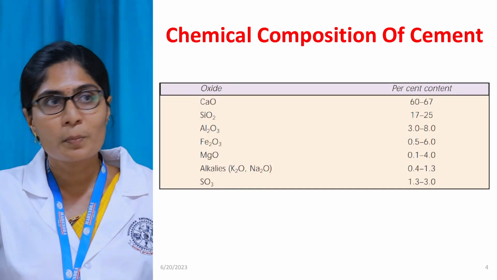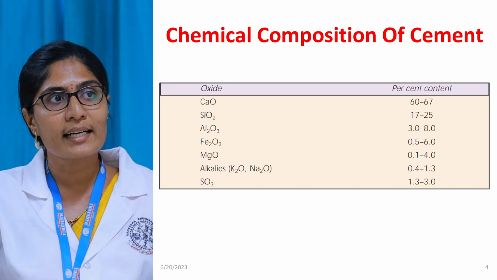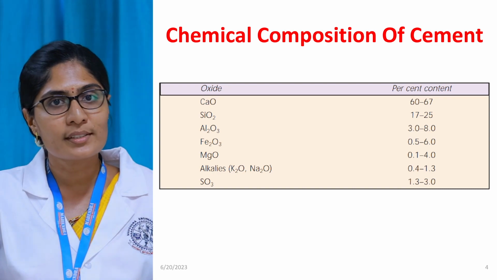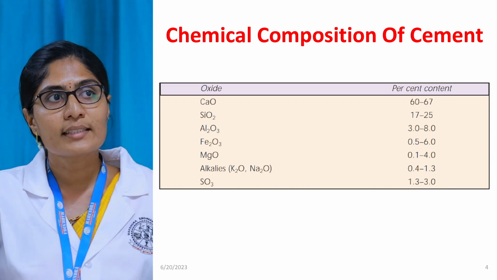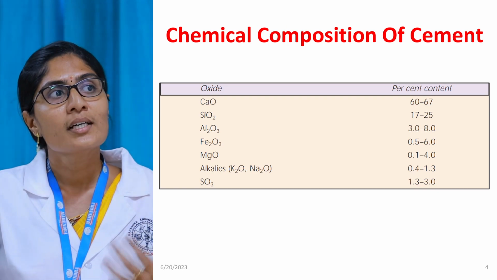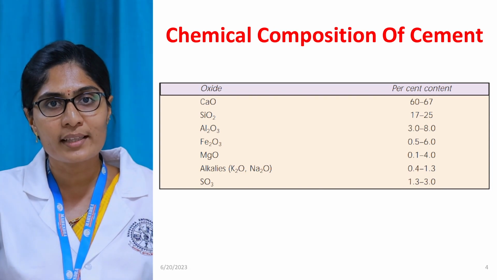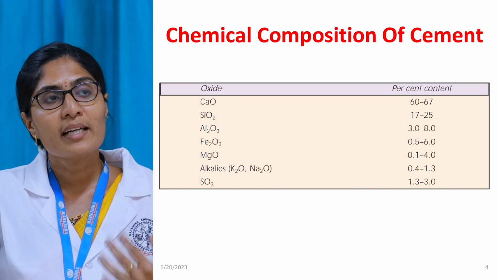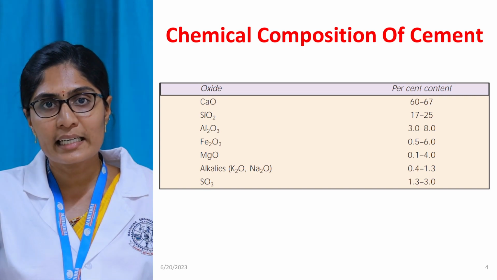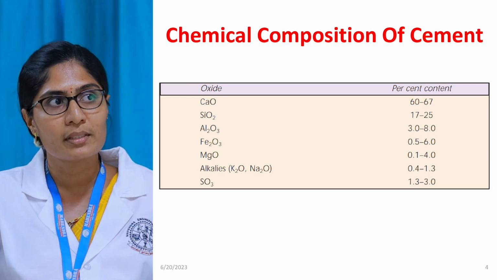Next, coming to the chemical composition of cement. Cement predominantly constitutes lime, that is calcium oxide, which constitutes 60 to 67%, silicon dioxide 17 to 25%, aluminum trioxide 3 to 8%, iron oxide 0.5 to 6%, followed by magnesium oxide 0.1 to 4%. Here, lime is the most predominant material responsible for the strength of the cement. Lime in excess will disintegrate and decay the cement, and if it is present in less quantity, it will affect the setting time of cement.